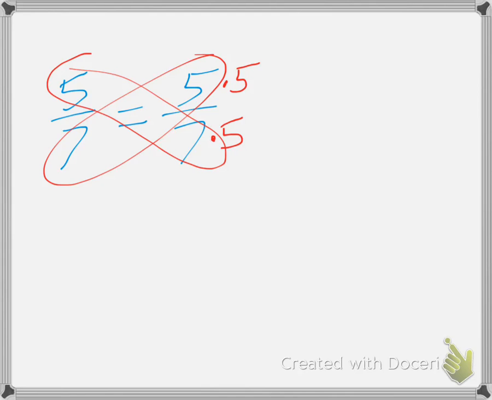If it's truly a proportion, then the numerator of the first fraction times the denominator of the second will be equal to the denominator of the first times the numerator of the second. It will always work. Now, why is that useful? Because if you don't know one of the values, let's say I have 3/24 equals R over 52.